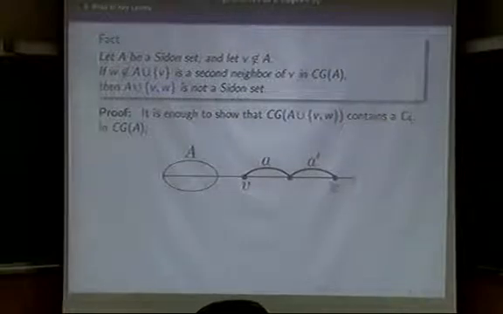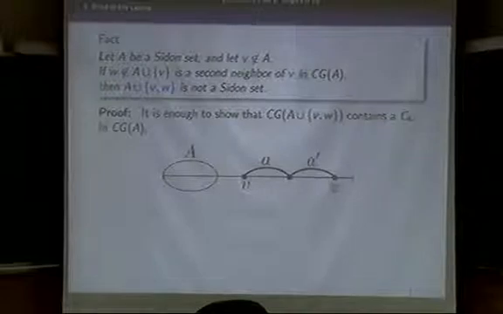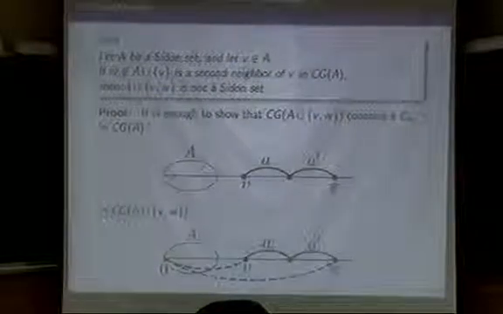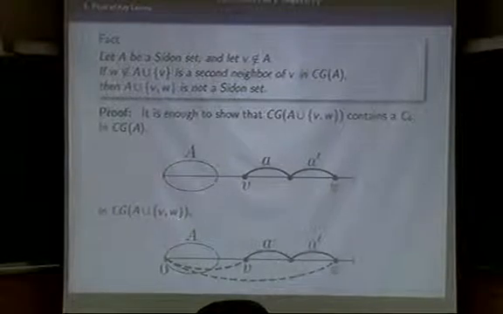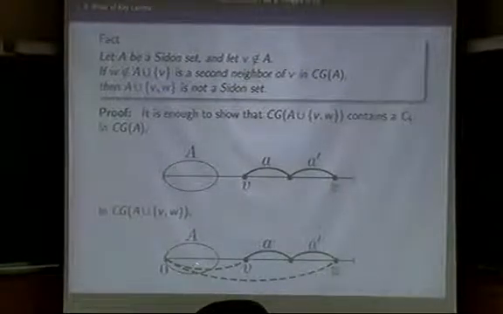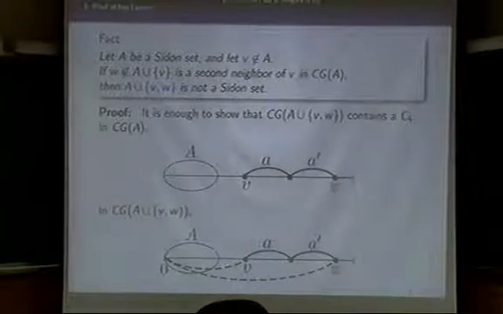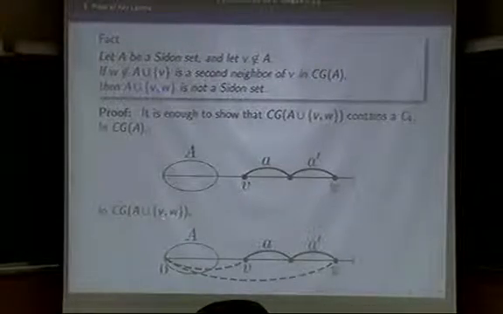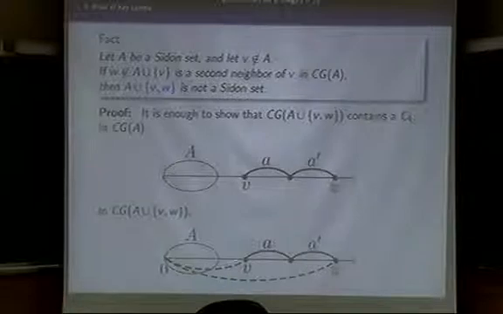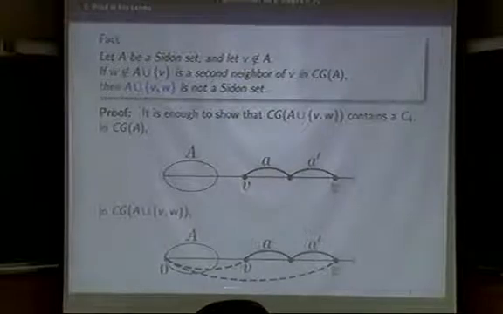If we first think of the Cayley graph of A, we have this kind of configuration. And then if we think of the Cayley graph of A union {V, W}, we have trivial edges between 0 and V and between 0 and W, because 0 plus V is V, and V is in this set, so we have this trivial edge in the Cayley graph. Also, we have the edge between 0 and W. So you can see a C4 here, which means that A union {V, W} is not a Sidon set.